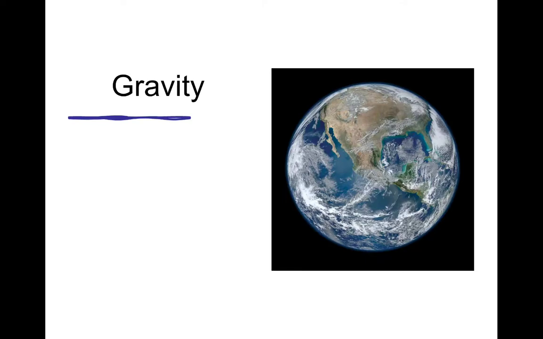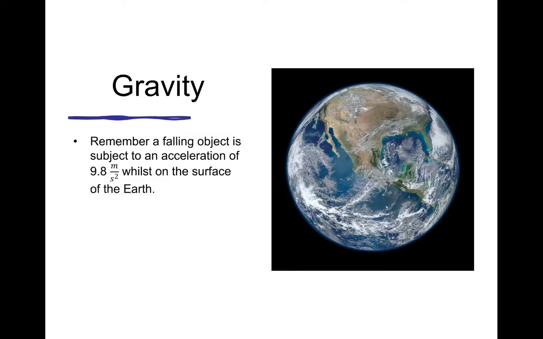So a quick recap first on what gravity is. Gravity will cause objects to fall or to accelerate. So remember, a falling object is subject to an acceleration of 9.8 meters per second squared whilst on the surface of the Earth. This might come in useful if there's any questions where a mass is falling on the surface and you need an acceleration. It will be 9.8 meters per second squared. Okay, let's move on.